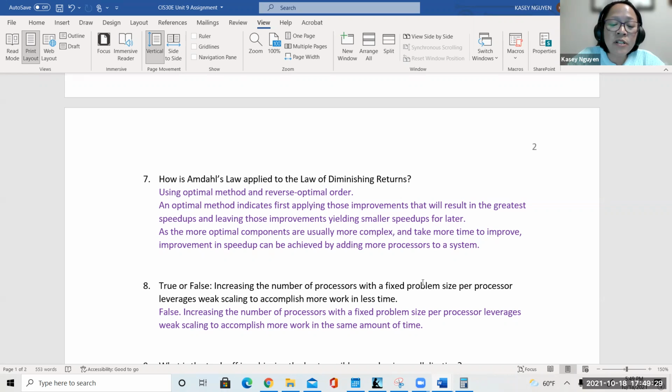And then if we are doing the reverse optimal order, as more optimal components are more complex and take more time to improve, improvement and speed up can be achieved by adding more processors to the system. So this is why they say that you don't have to dedicate all your processors to every single parallel area of your program. What you can do is focus first on what's being gained the most as improvement in the speed up, the higher value of the speed up. And then as you go on to the later, more complex functions, you can increase the processor allocation, and that's how you're going to maximize your resources. Okay.